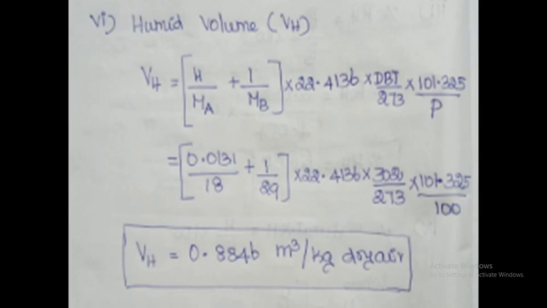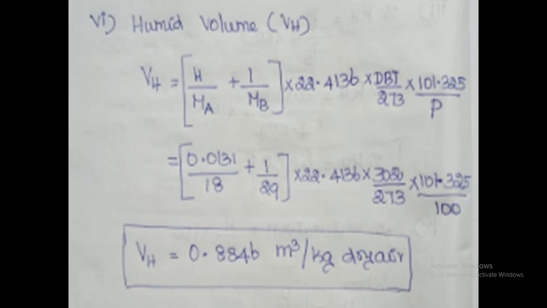Capital MA is equal to molecular weight of A component. Which one is the component A? For our case, the component A is the water. So you substitute here the water molecular weight 18, plus 1 by MB. Which one is the component B here? Air. So substitute the air molecular weight 29.